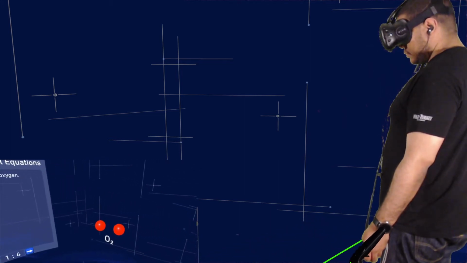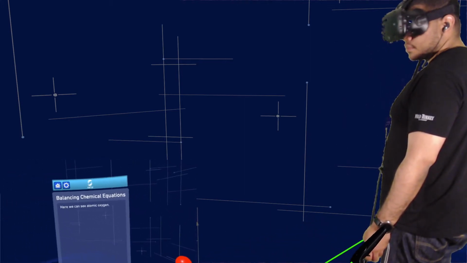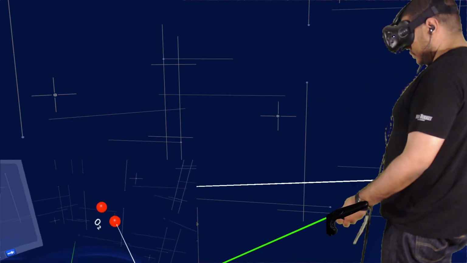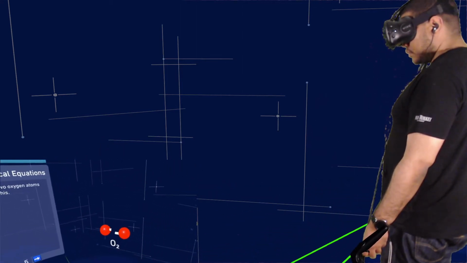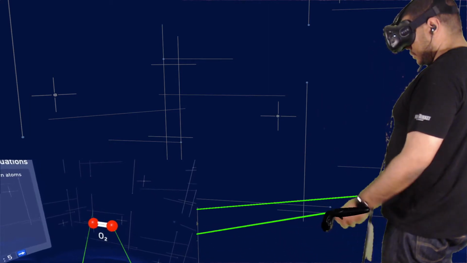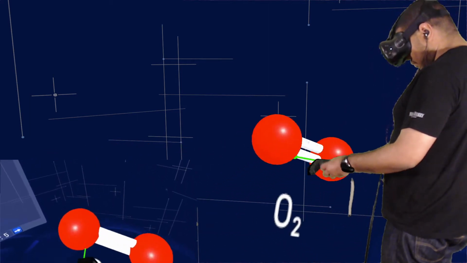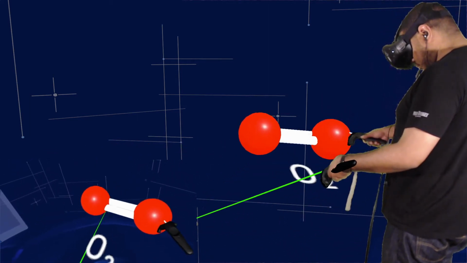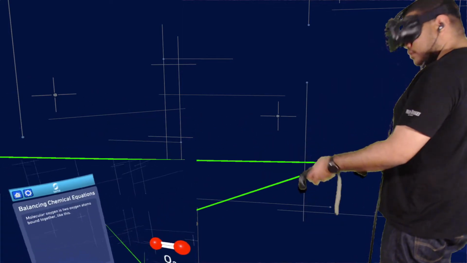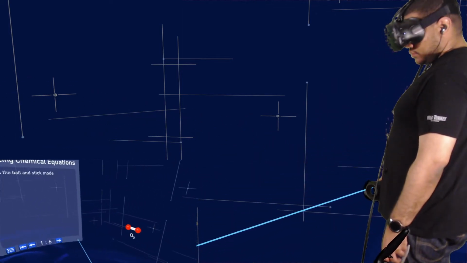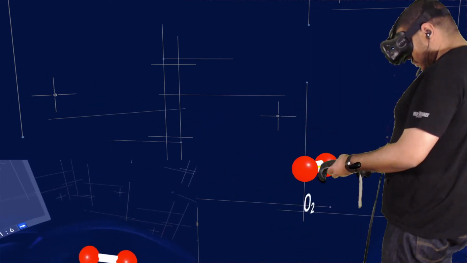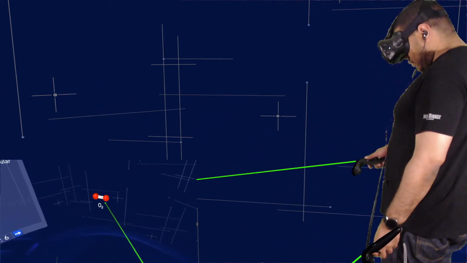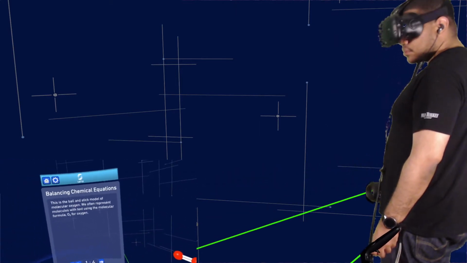Here we can see atomic oxygen. Molecular oxygen is 2 oxygen atoms bound together like this. This is the ball and stick model of molecular oxygen. We often represent molecules with text using the molecular formula O2 for oxygen.